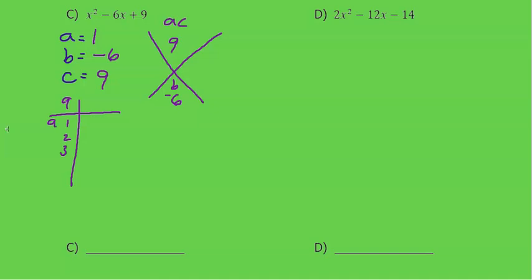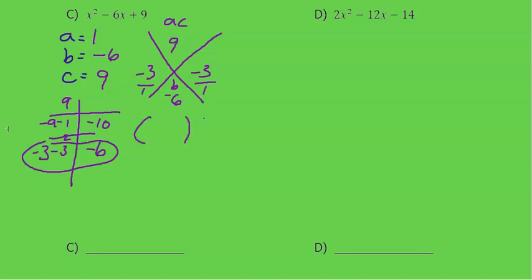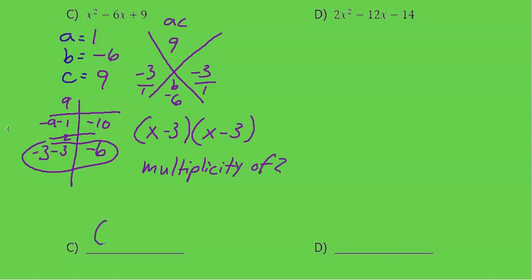9 divided by 1 is 9, 9 divided by 2 is a decimal, and 9 divided by 3 is 3. These are both going to be negative numbers. Looks like the second factor pair works. Divide by A, which is 1, and then write out your factors. So we have x minus 3, x minus 3. We have two of the same factor, so it has a multiplicity of 2. So we're going to write x minus 3 squared.